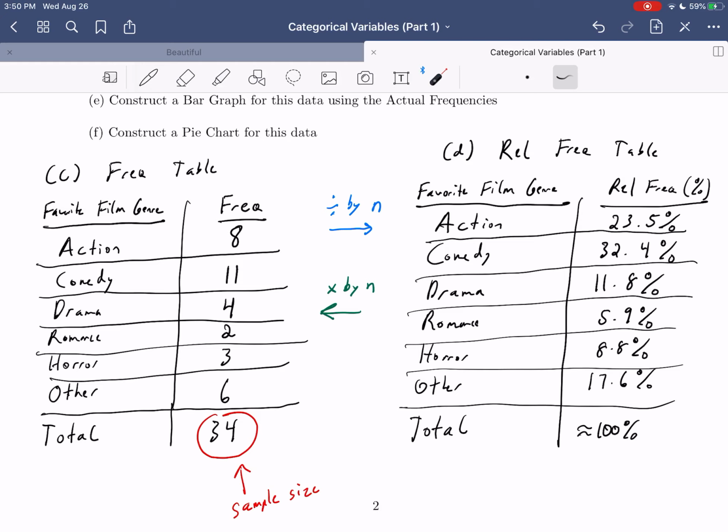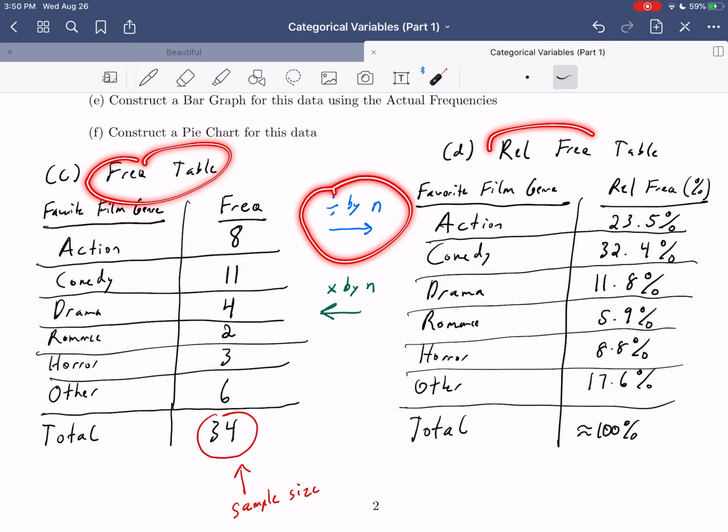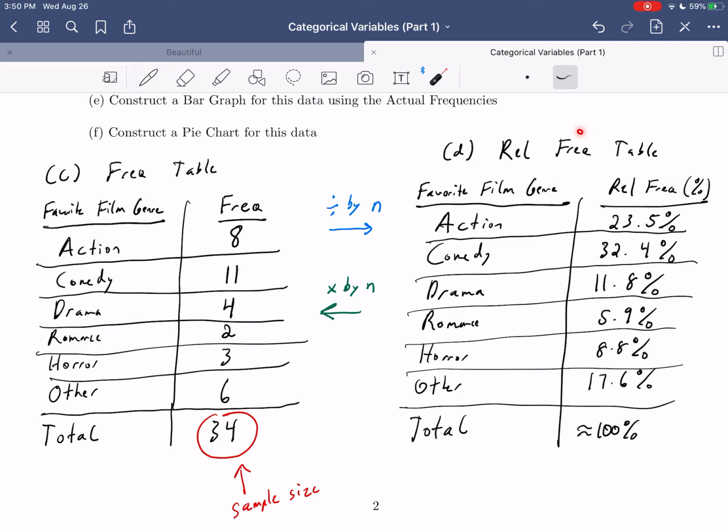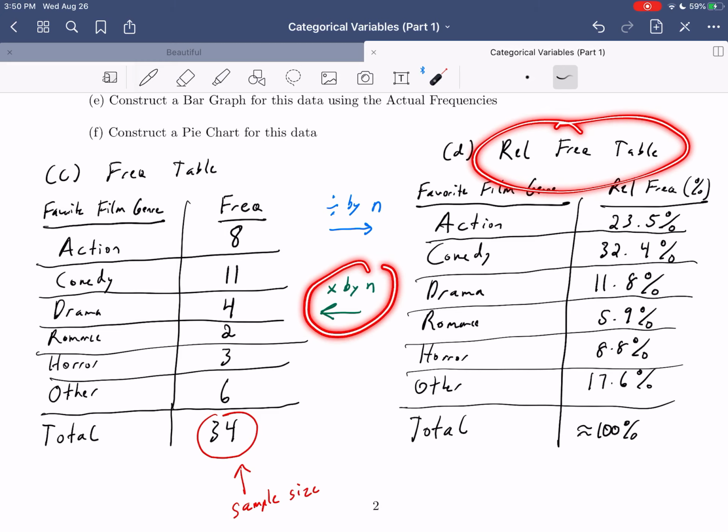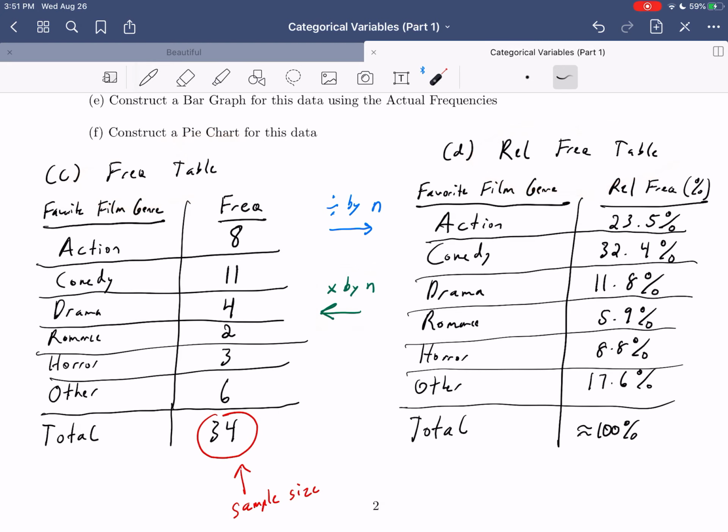So in other words, what I'm really trying to get you guys to sort of see here is that if you know one of these two, you can get the other one. If you know the frequency table, you can divide by n to get the relative frequency table. If you know the relative frequency table, you can multiply by n to get the frequency table.